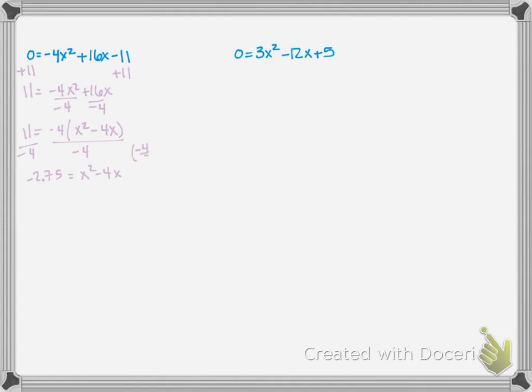So negative 4 divided by 2 squared. Negative 4 divided by 2 is negative 2. Negative 2 squared is 4, so I'm adding 4 to both sides. So 1.25 is equal to x minus 2 squared. Opposite of squaring is square rooting. So I've got plus or minus the square root of 1.25 is equal to x minus 2. Add the 2. So 2 plus or minus the square root of 1.25 is equal to x.